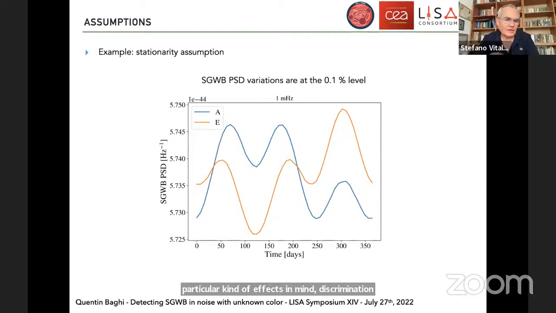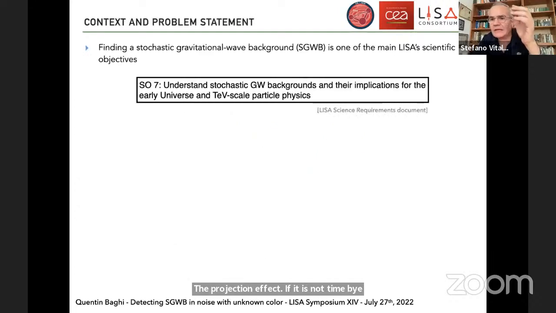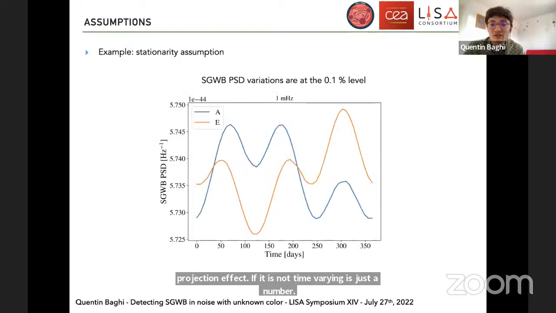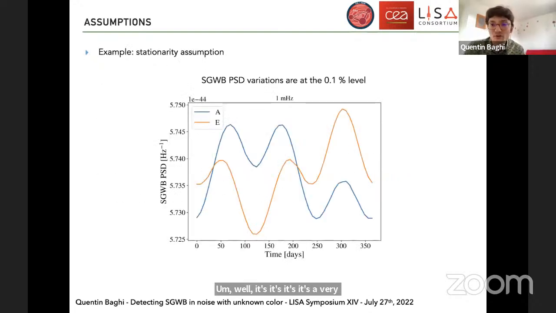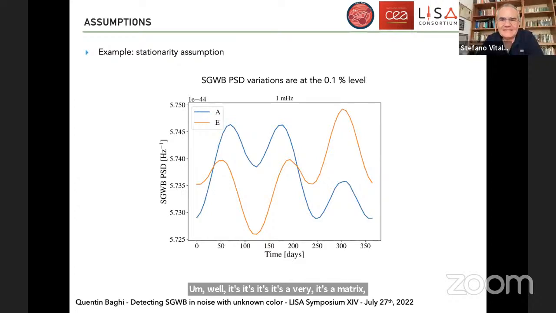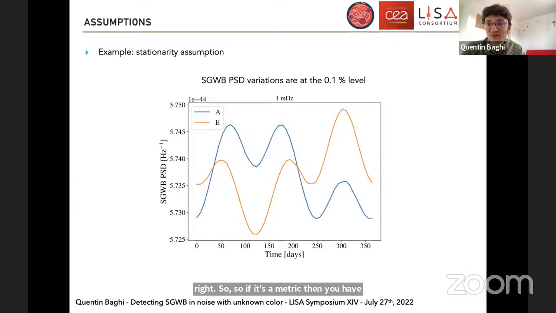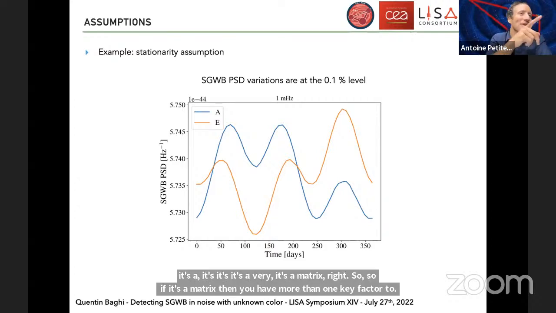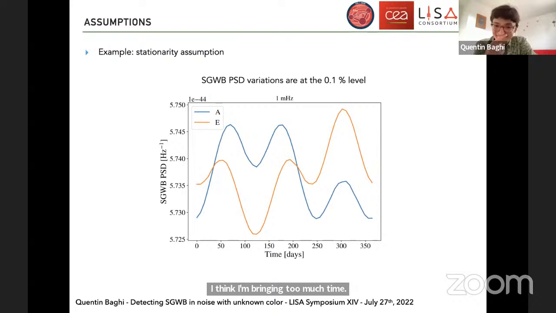I've lost your answer because I have a shaky connection, but what allows you to discriminate noise from noise? If the projection effect is not time varying, it's just a number. Well, it's a matrix, right? So if it's a matrix, then you have more than one scale factor to use. I think I'm taking too much time. Thank you. No, but it's interesting. I think we can spend one hour on that.